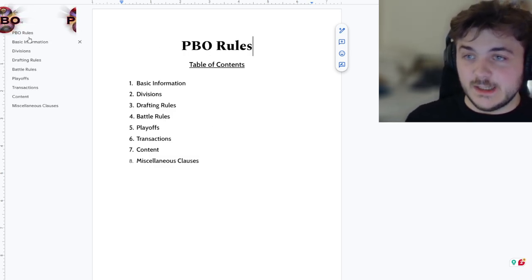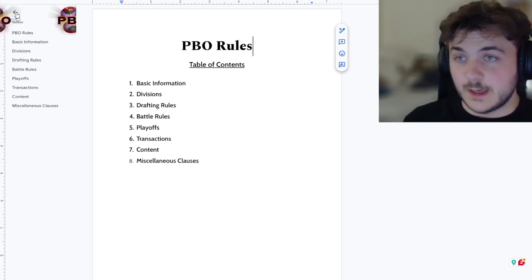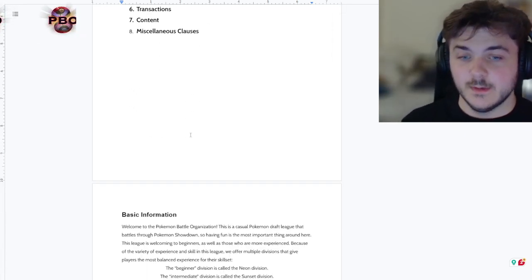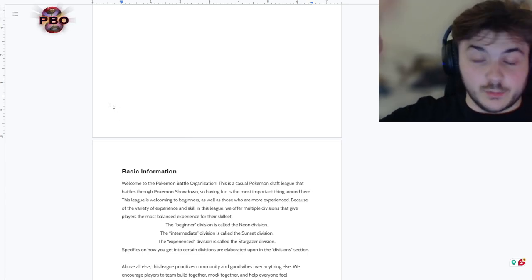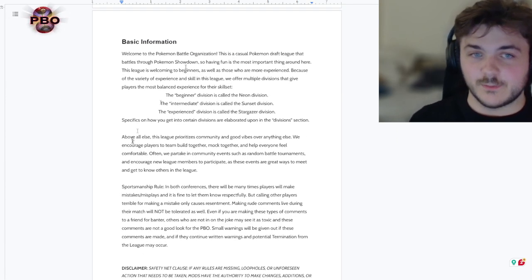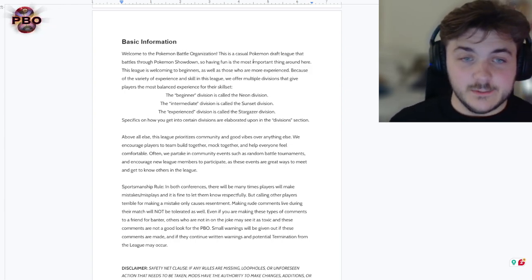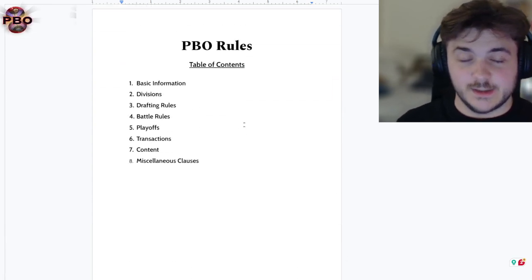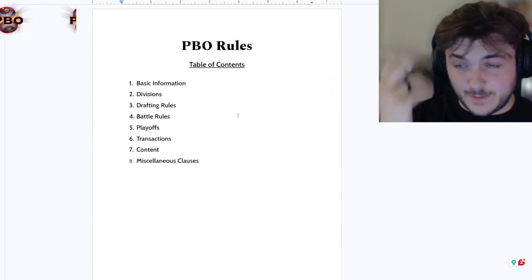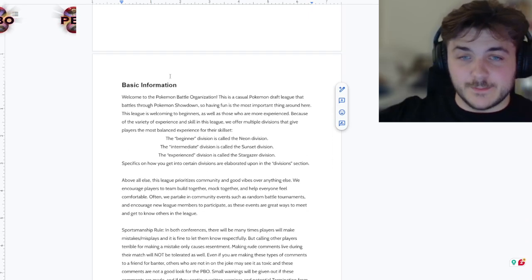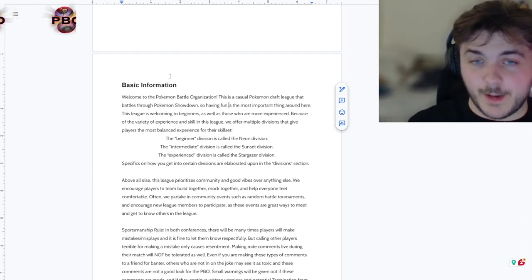If you're on a PC, you can click through. On the phone, I don't know how to do it, so don't ask me how. So the basic information, I'm going to run through the whole rule book together. We'll read it together, and maybe make some edits along the way if need be, or change font, change anything. So basic information: welcome to the PBO, the Pokemon Battle Organization.